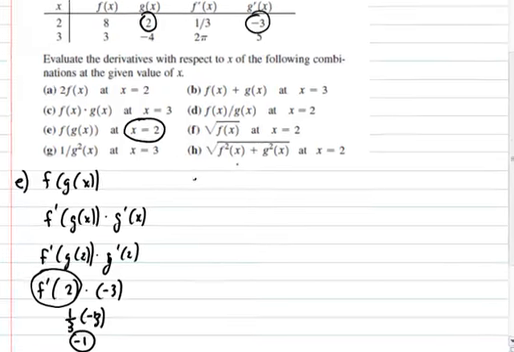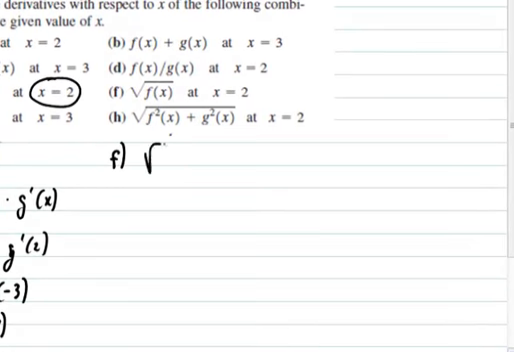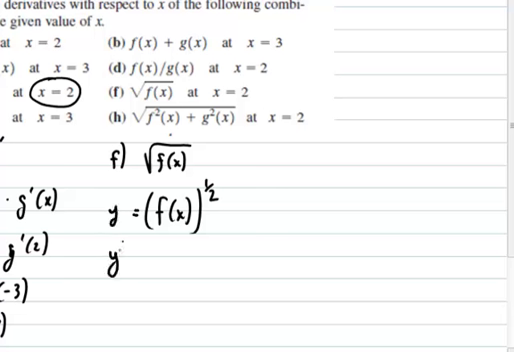For part F, we have the square root of f of x. So if we're going to do this, we'll have f of x to the 1/2 power, because that's what a square root is. And y prime will be 1/2. The outermost function's derivative is 1/2. Bring that down. You have f of x to the negative 1/2. And then you multiply that by the derivative of f prime at x.